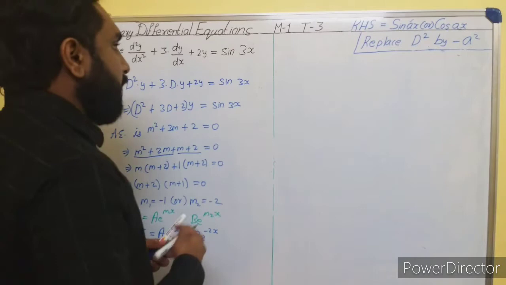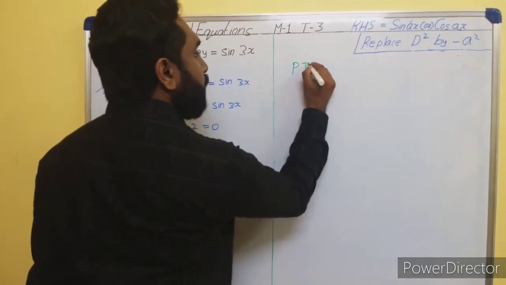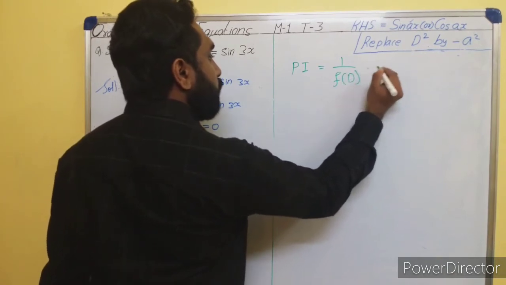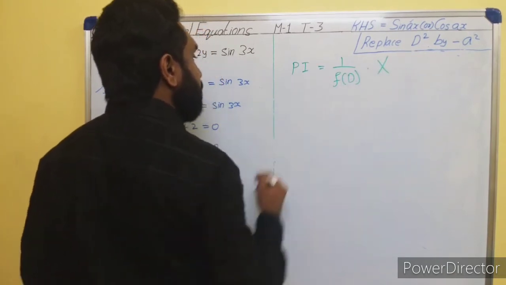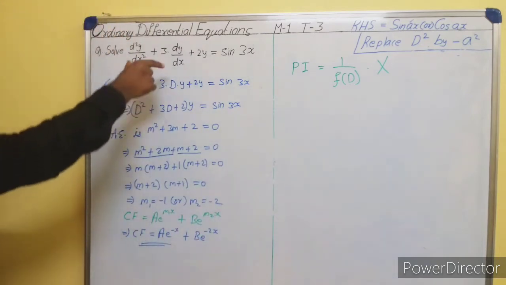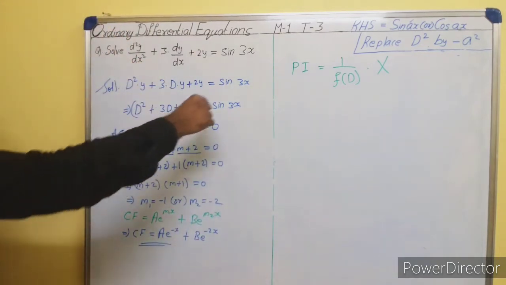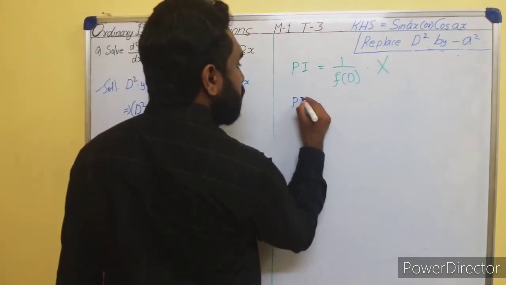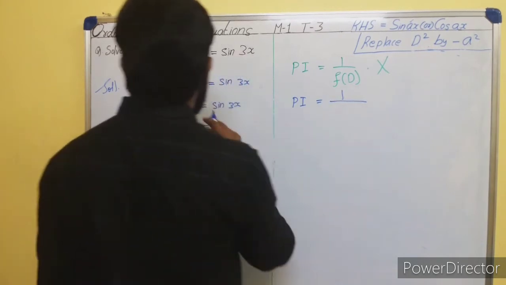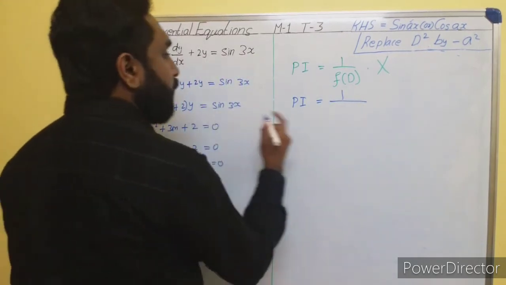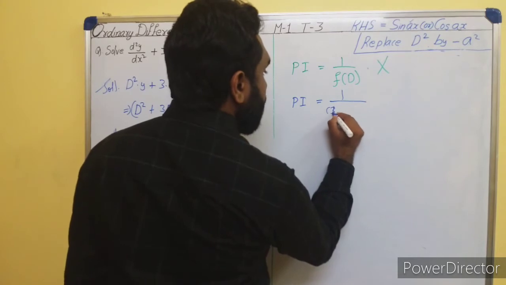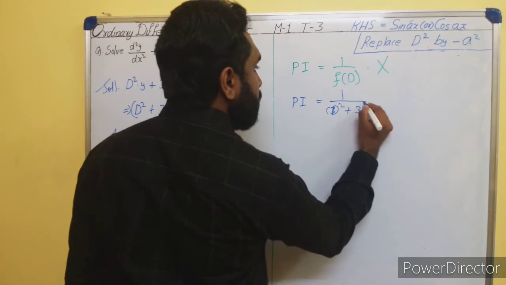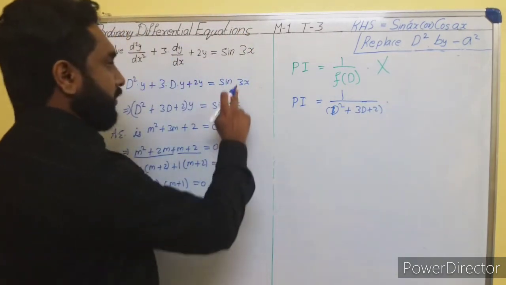So PI equal to, we have the formula PI equal to 1 by f of D into capital X. So f of D is nothing but the left hand side of the problem, and the capital X is the right hand side. So just input those values. PI equal to 1 by f of D, that means D square plus 3D plus 2, into capital X, means sin 3x.